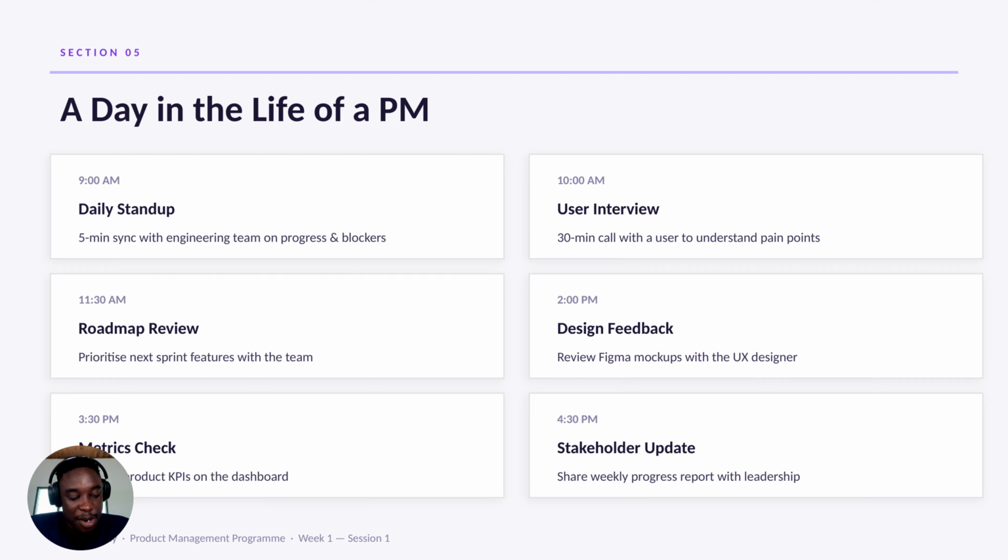So at 11:30 a.m., we will have our roadmap review. That is where we prioritize our next sprint. So this is about features of the product. Some features are necessary, some are just luxurious. So this is the roadmap review.